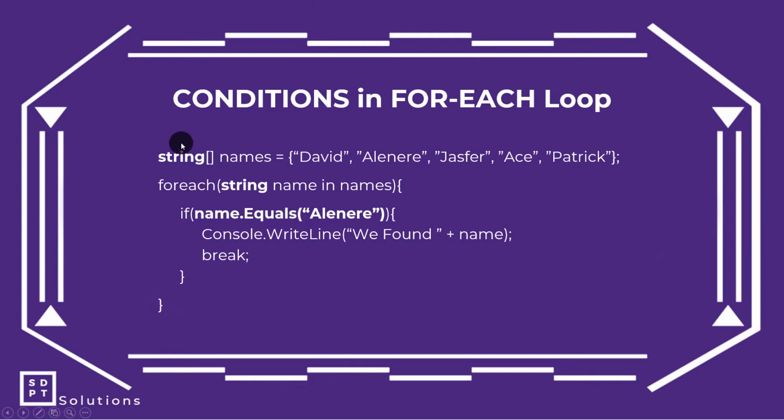Okay? So now, you'll see it's still the same: string names, we have an array, then for each string name inside name, again, we're just looping through this whole array, meaning you'll read David, Alinir, Jasper, Ace, Patrick, using this name variable. If you named it name, or if you named it X, it's up to you. Then, if the name we're currently reading equals Alinir, then what we'll do is Console.WriteLine we found, plus the name. So, for example, we found Alinir. Then we'll break. So now, let's try that in our IDE.